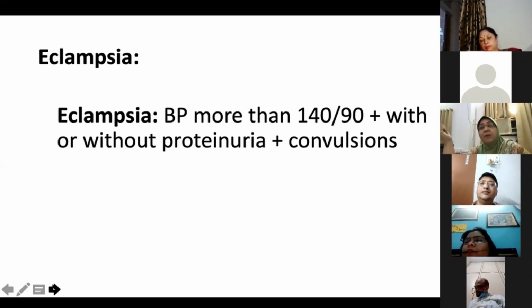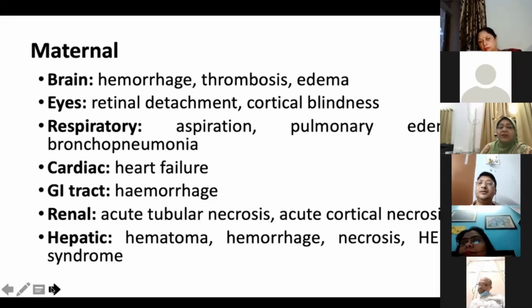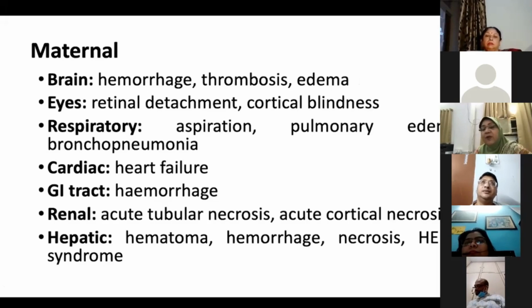And there is impending morbidity and mortality in the mother and the baby. So they both have to be managed at the same time, in a similar manner. We already discussed these complications. You can just see the list here: brain hemorrhage, thrombosis, edema, retinal detachment, cortical blindness. I already told you. Aspiration, yes. So when she is having a fit, she may also aspirate. So that is also one complication.